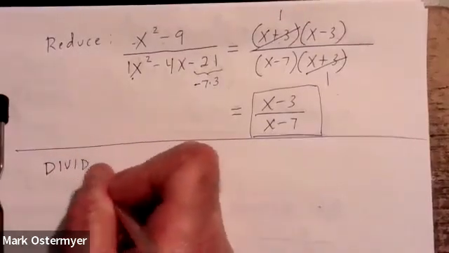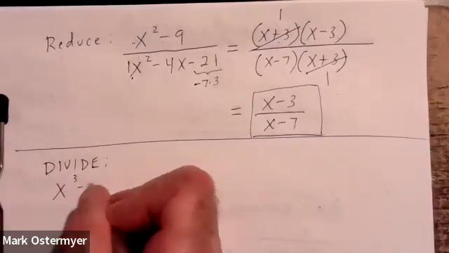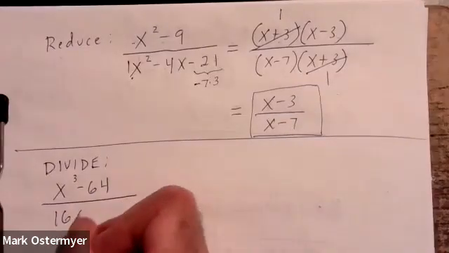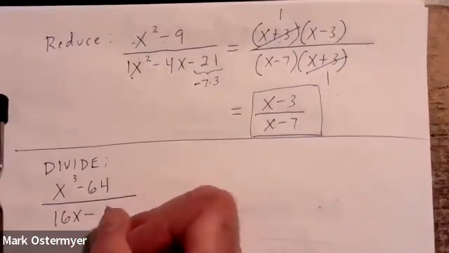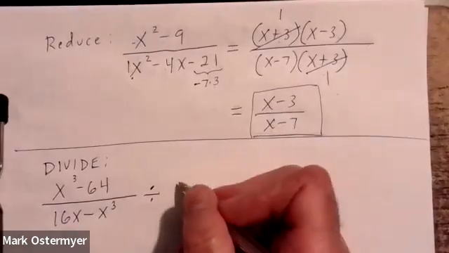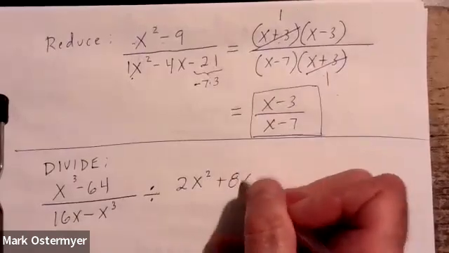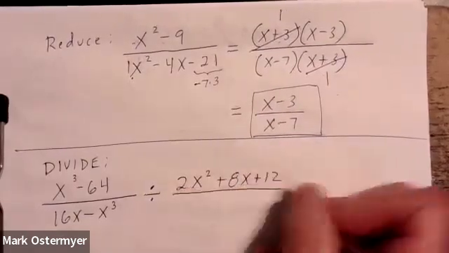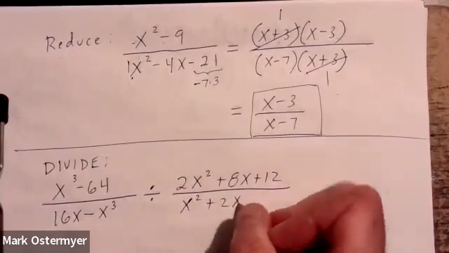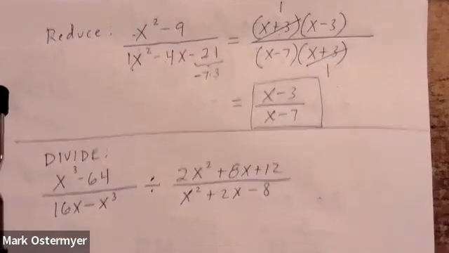All right, do you remember how to divide rational expressions? If I have x cubed minus 64 over 16x squared minus x cubed, and I want to divide that by, let's say, 2x squared plus 8x plus 12 over x squared plus 2x minus 8, it's our job to divide these rational expressions.